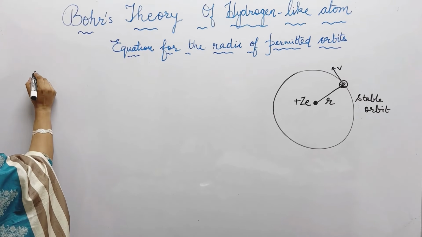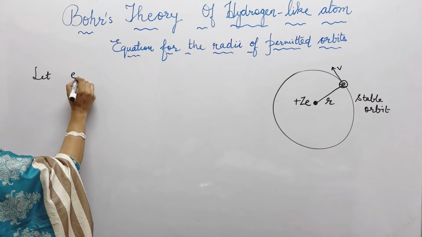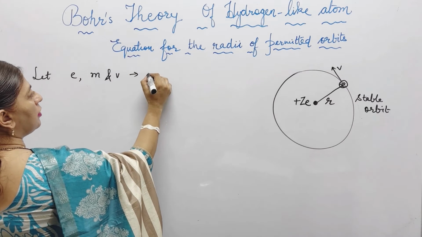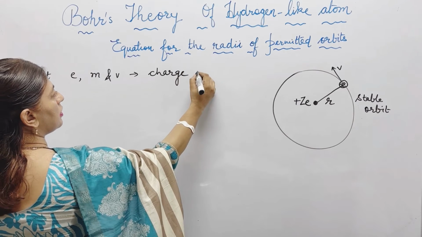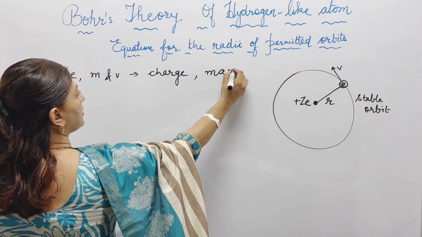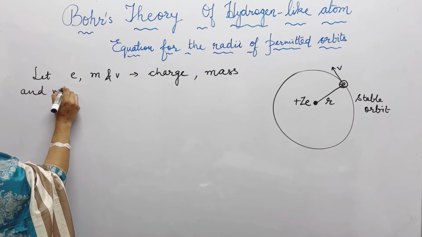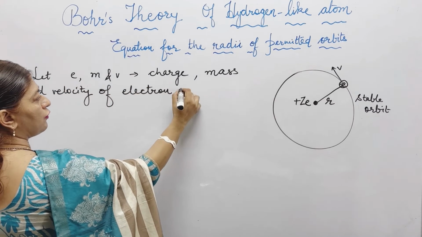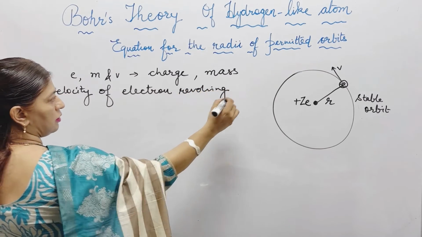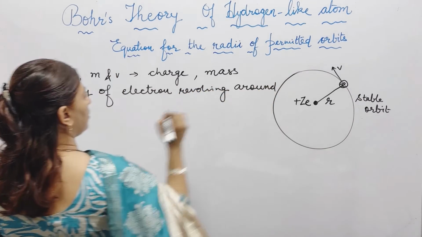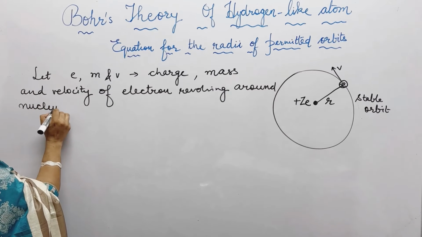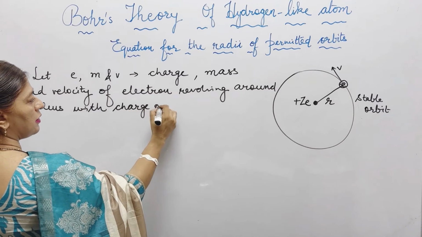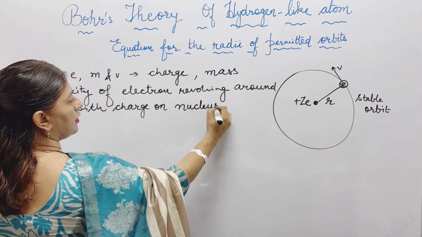So let us consider, let e, m, and v be the charge, mass, and velocity of the electron revolving around the nucleus with charge on the nucleus plus Ze.